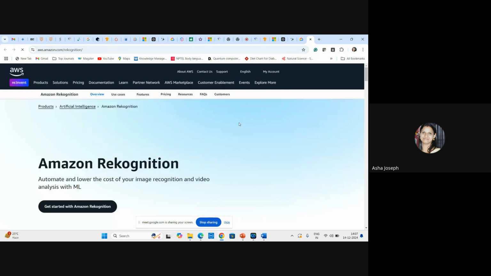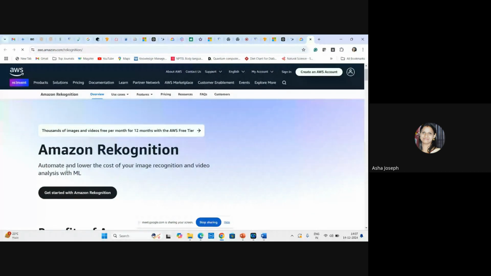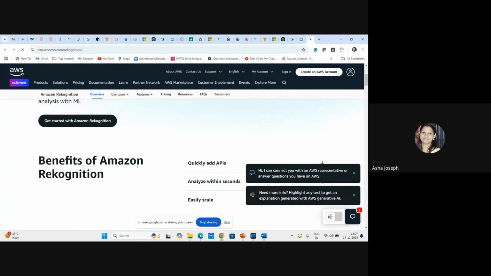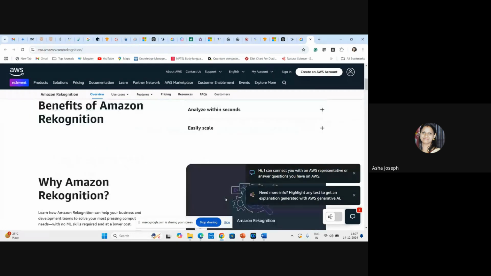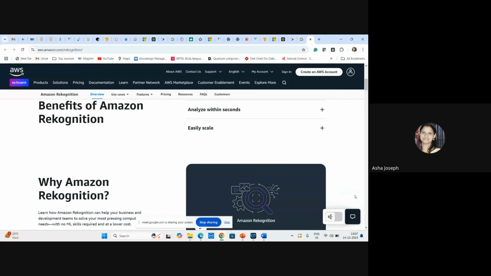So Amazon Rekognition is, again, a tool to automate and lower the cost of your image recognition and video analysis with machine learning. So what are the different benefits of Amazon Rekognition? You can quickly add APIs, analyze within seconds, and it is easily scalable. And again here, as soon as you open this, you are getting the help of a chatbot. It is asking you to help you.